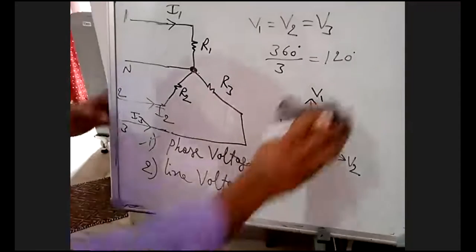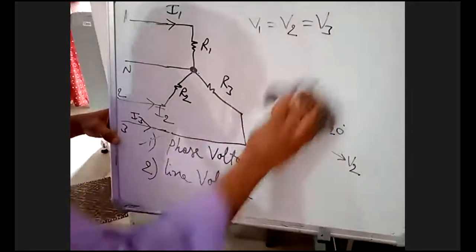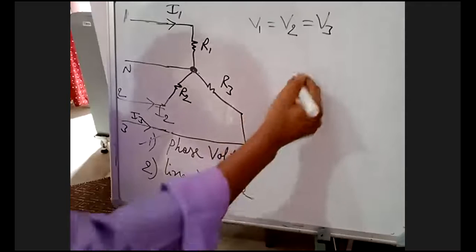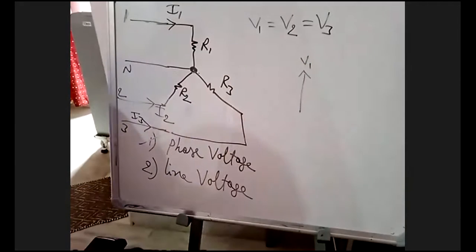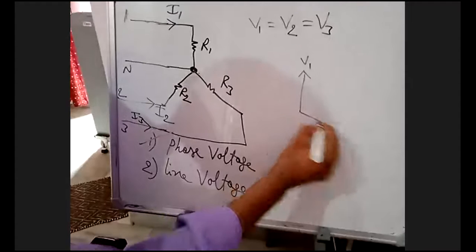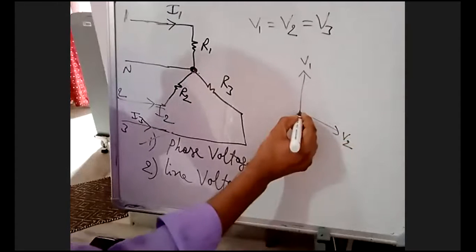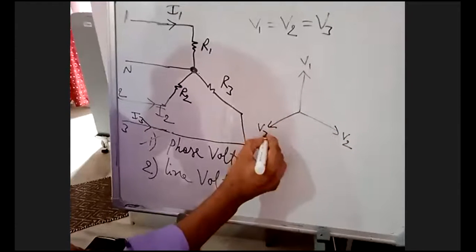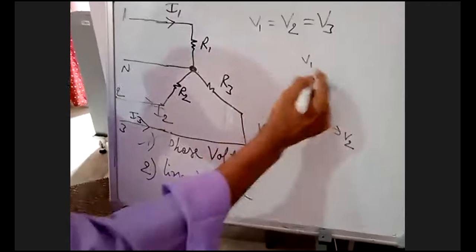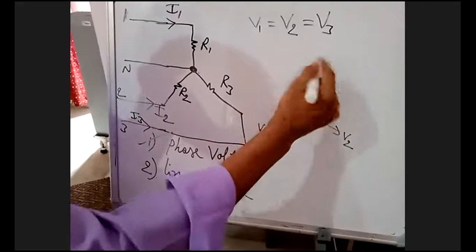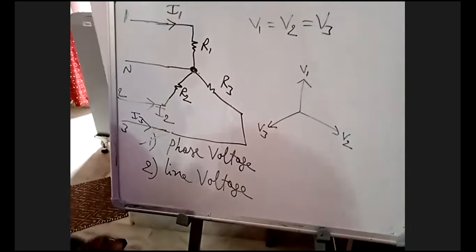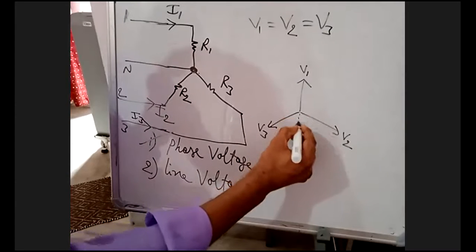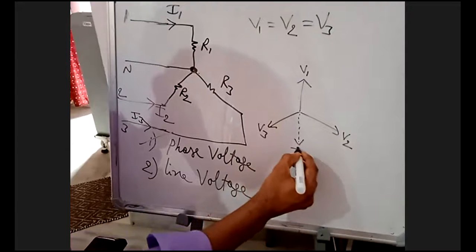Now listen here. Draw one more diagram. V1, V2, V3. I had taken the positive phase voltages V1, V2, and V3. Now I will take the reflections of these voltages. Minus V1.